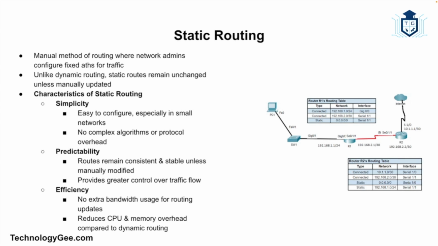All right, so let's talk about static routing. Static routing is a manual method of routing where administrators configure fixed paths for traffic to reach specific destinations. Unlike dynamic routing, static routing does not change unless manually updated by a network administrator. Here are some of the characteristics of static routing. You have simplicity, so it's easy to configure on small networks. It's predictable because the routes do not change unless manually modified. They're efficient, so there is no extra bandwidth usage for routing updates.